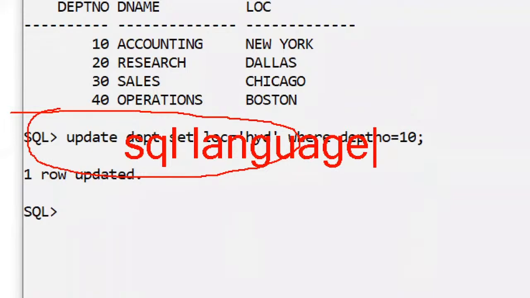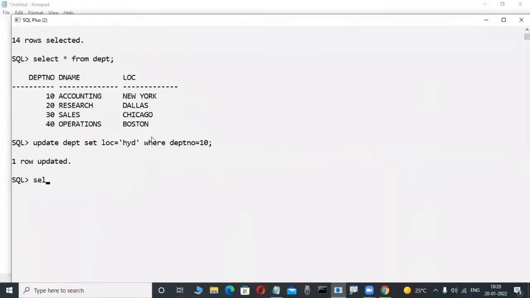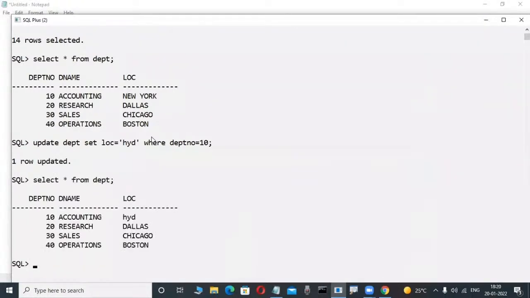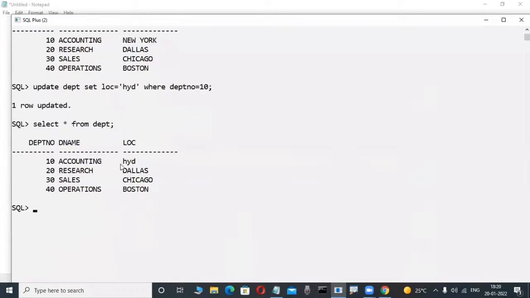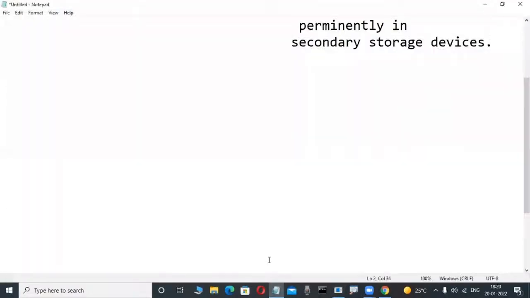Now, observe it here. Once we write this type of coding, which is called the SQL language, automatically it is reflected in your database. Observe it here. In the previous case New York is there, but in this case Hyderabad is the location. That's why always observe it here.